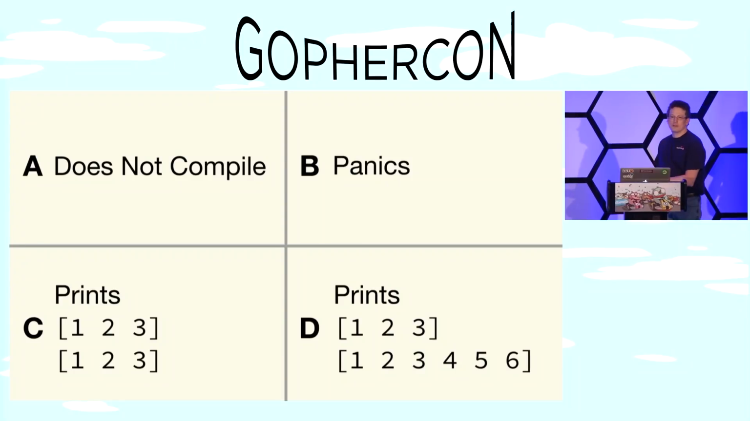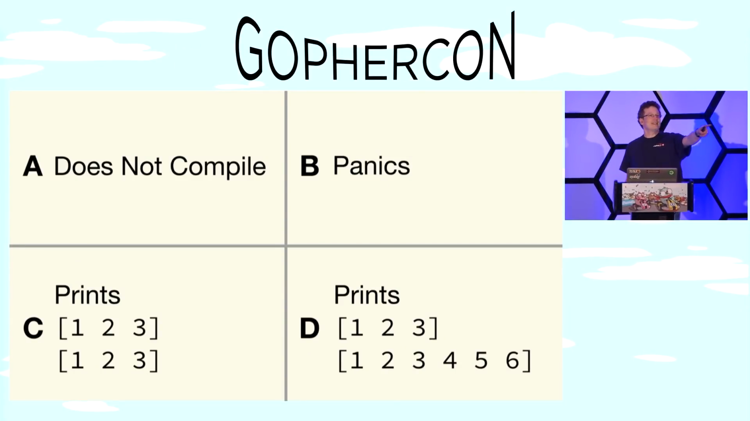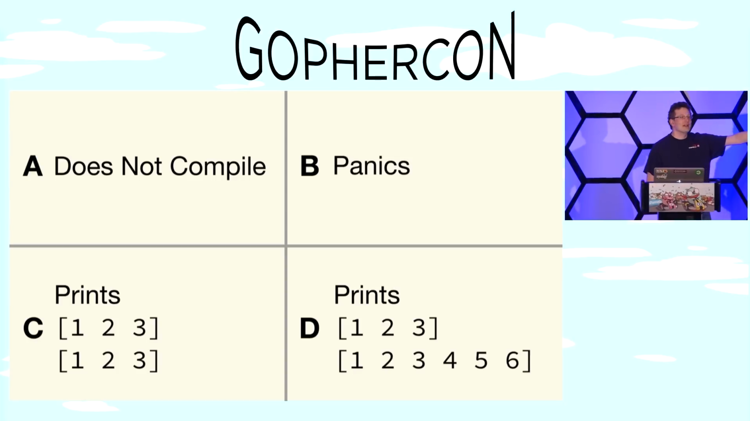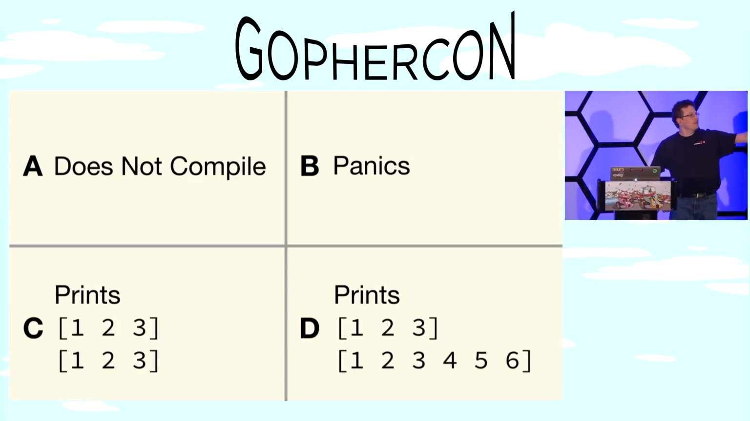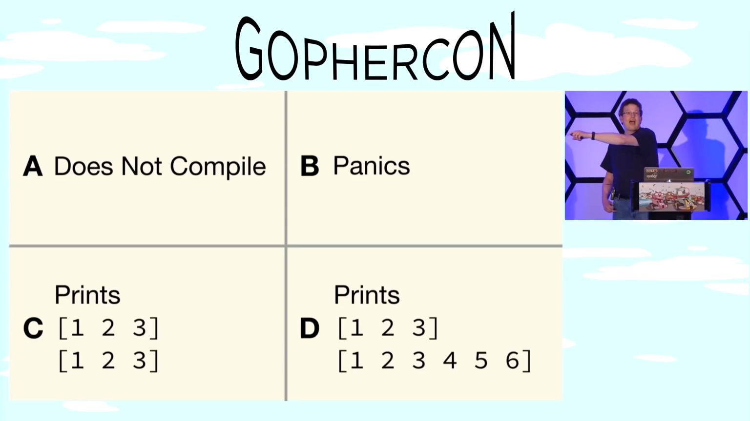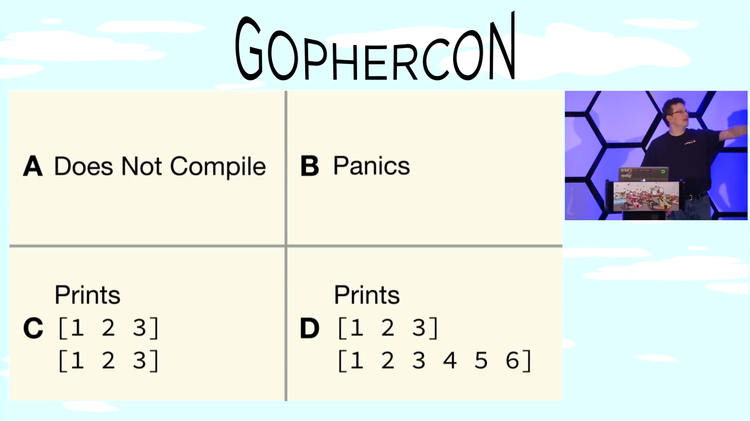All right, so let's do some voting. A, does this not compile? Who thinks this code is not going to compile? Anyone? Okay. B, who thinks the code's going to panic? Anyone for panic? All right. C, who thinks the function call does nothing? It prints out 1, 2, 3 twice. Okay, good. And D, who thinks the function call is going to work? It'll print out 1, 2, 3, and then 1, 2, 3, 4, 5, 6.